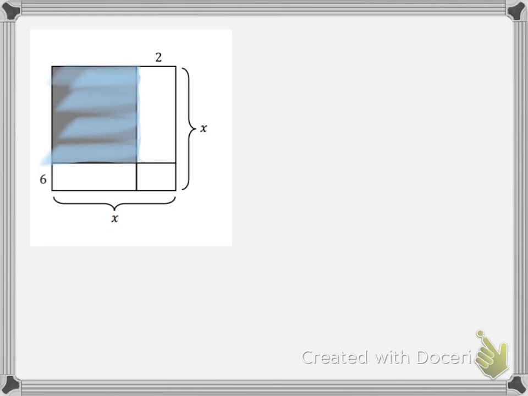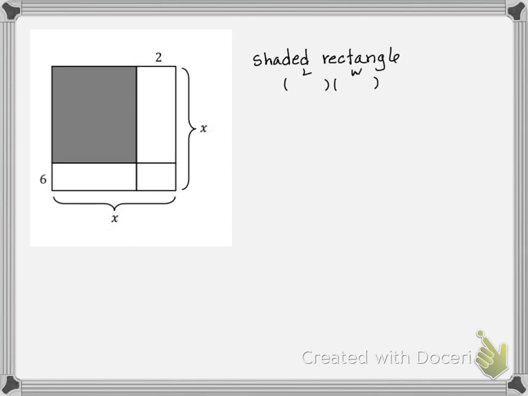So we are just finding the area of the shaded rectangle. We don't have to add it to anything. We don't have to subtract anything because it's just one rectangle that's shaded. So we're going to look for a length and a width. So length from here to here, what is that length? Would that be x minus 2? Yes, very good.